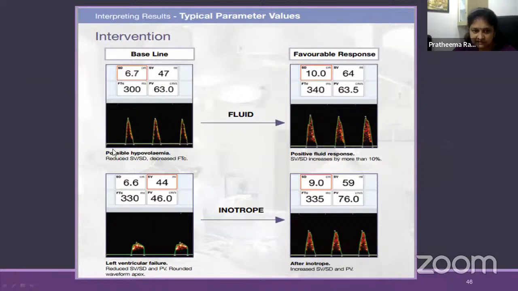And we see the graph. For this, the diagnosis is possible hypovolemia. So we give fluid and there is a positive fluid response. But in this one, we can see that the flow is not very good. The stroke volume is very, very low and it is blunted. When we start inotrope, we can see that the blunting effect is gone and the flow is improved. This is how we see images on the monitor.